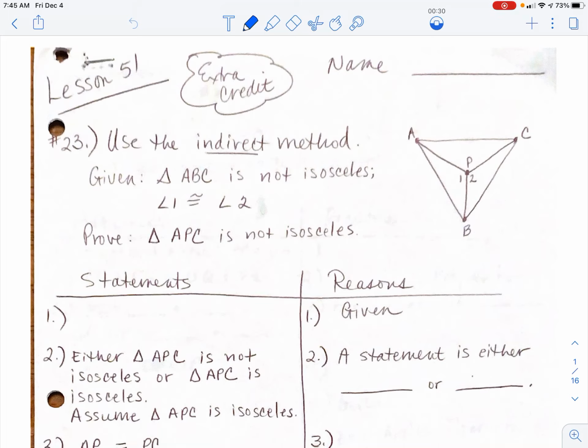In 23, you see this shape, it's a triangle, and within this triangle, you see 3 additional triangles built inside of it, all connecting at point P, somewhere in the center of the larger triangle. What we know here, first of all, we want to use what's called the indirect method.